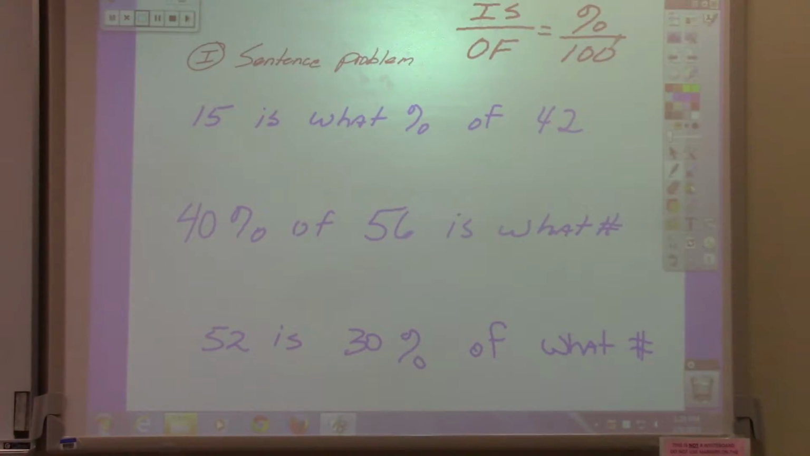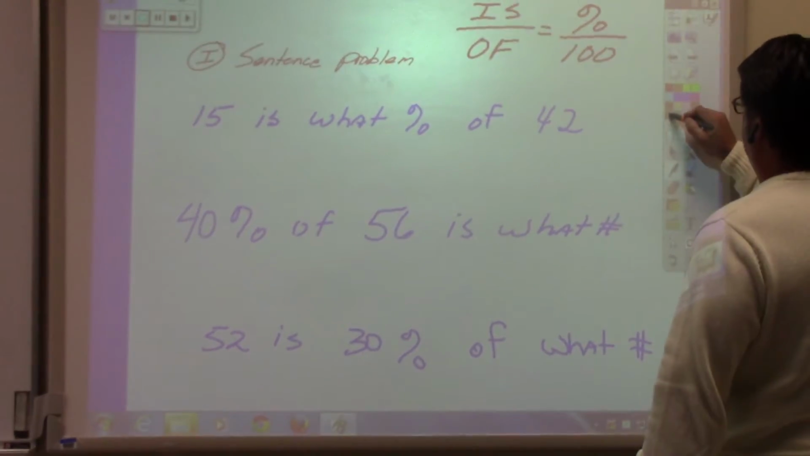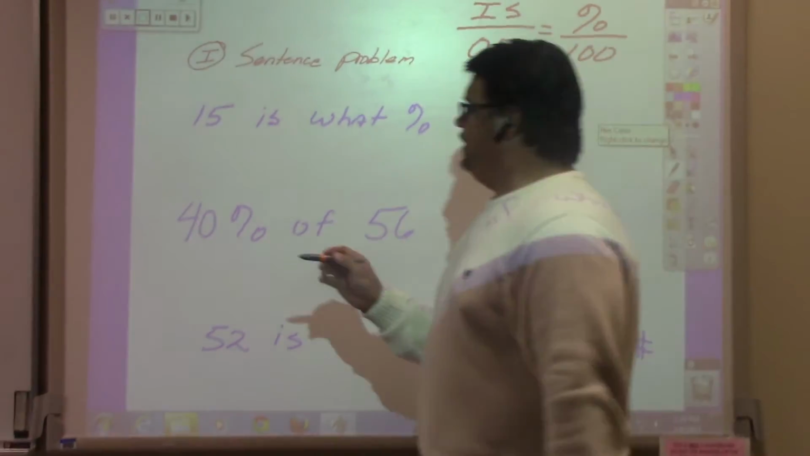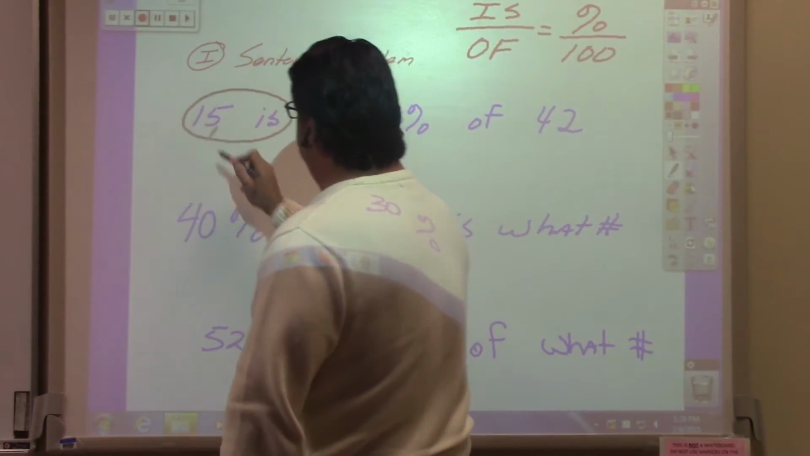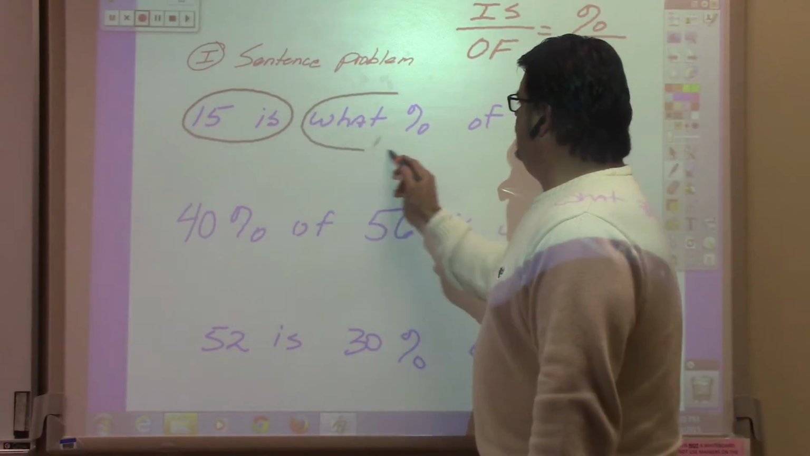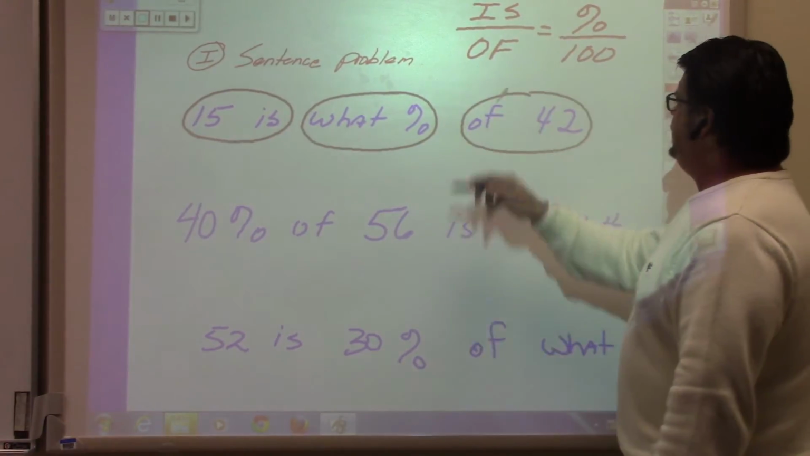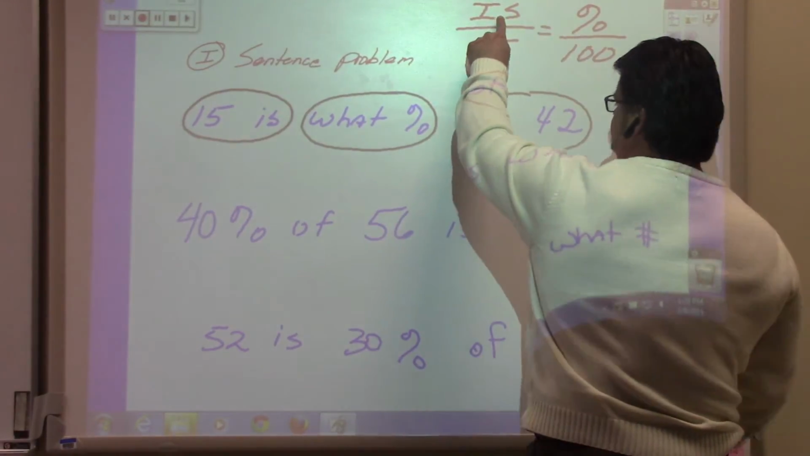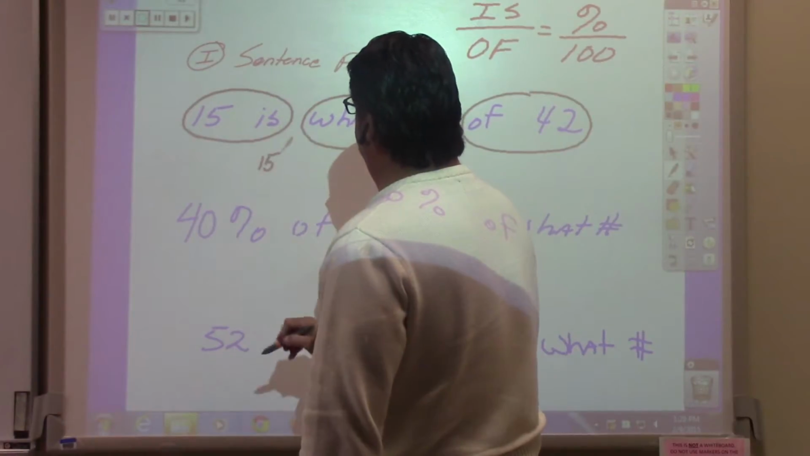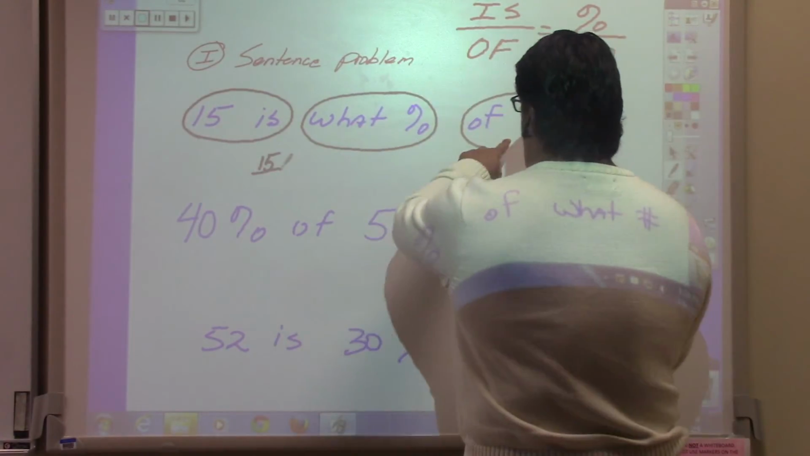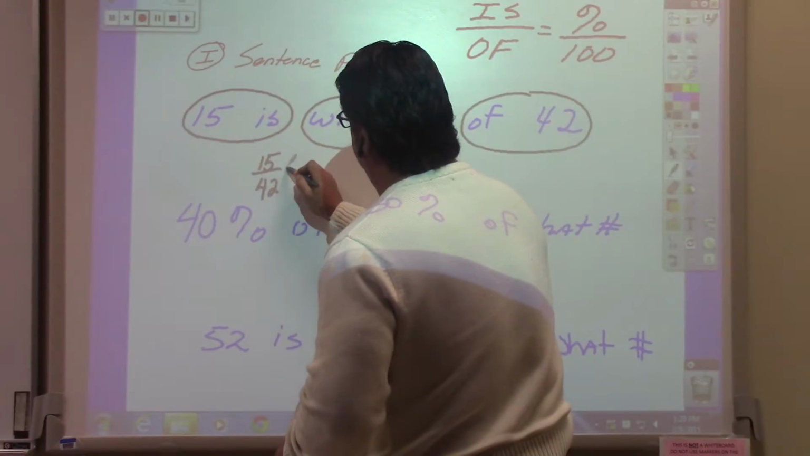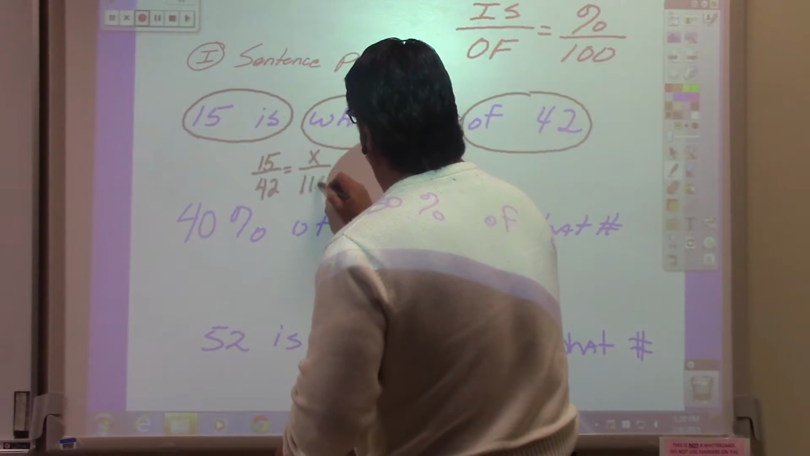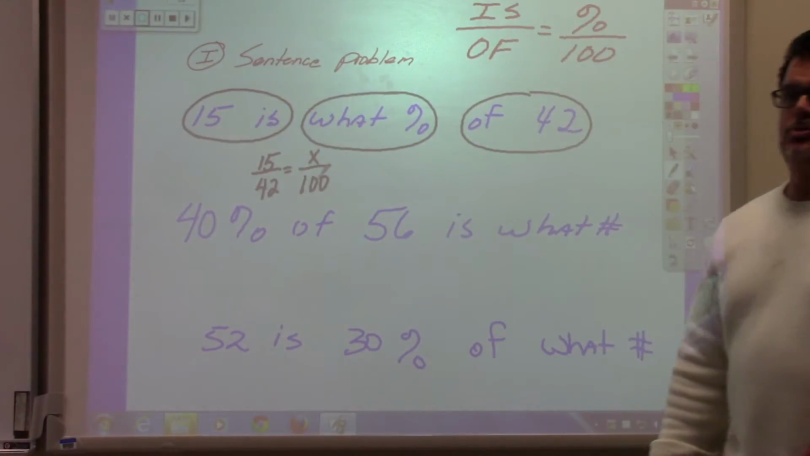15 is what percent of 42? What do you do? Well, you go through and you find out what goes with what. Now, this is real simple. Don't make it hard. 15 is what percent of 42? So 15 goes where? On top of 42 equals X over 100. And now you just cross multiply and solve.